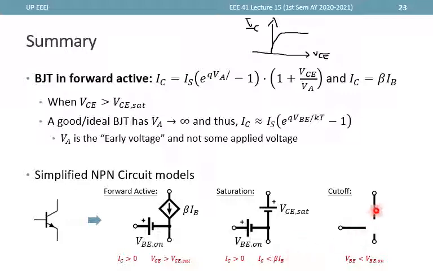In cutoff, the currents are approximately 0, so we replace it with an open circuit. To verify if it is indeed in cutoff, VBE must be less than VBE on, so that this junction is not forward biased. Now, the equivalent models for PNP, or an example involving a PNP, will be discussed in the problem solving slides. And that's it for this lecture. Thank you very much.